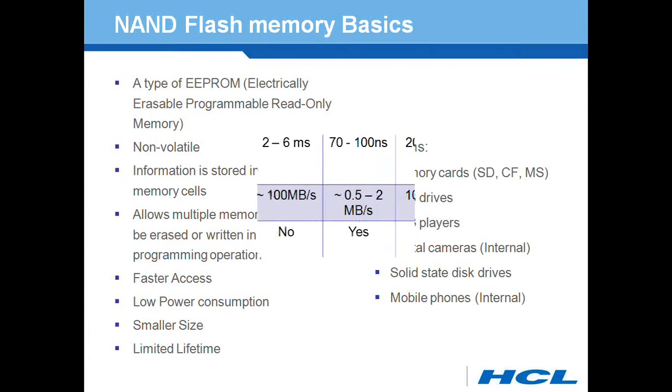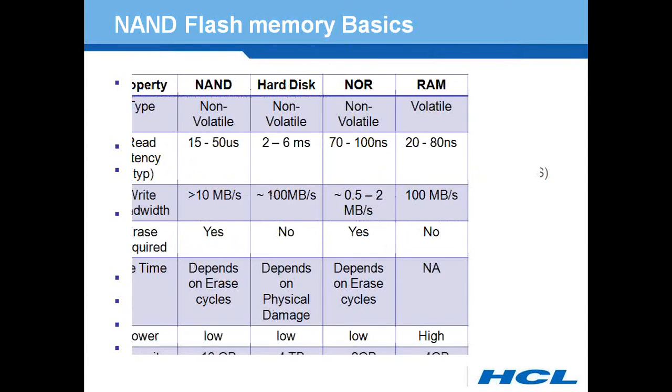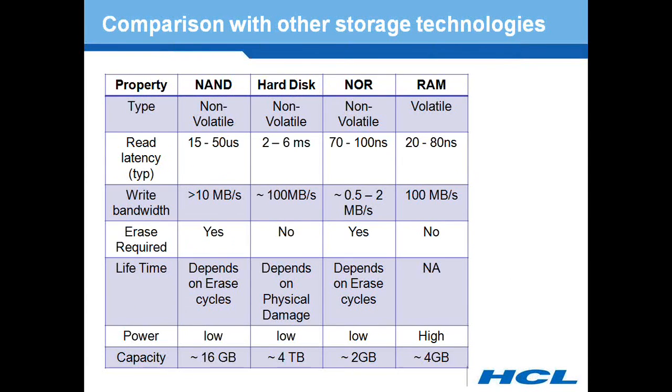The next slide has a comparison with other storage technologies. We are going to compare a few of the NAND flash properties with the hard disk, NOR flash, and dynamic RAM. So the first property is holding the data even without power. NAND, NOR and hard disk are non-volatile types of memory, whereas RAM requires power to hold the contents.